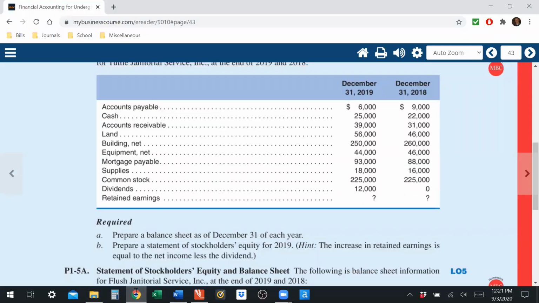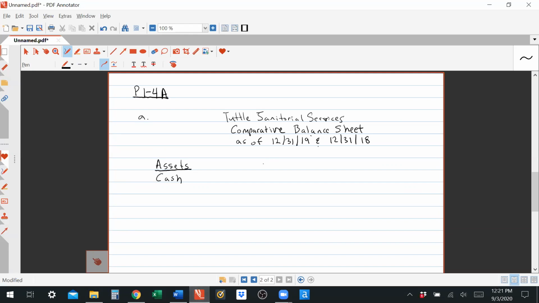So we're going to put the ending balance in cash, 25,000. Then the beginning balance in cash, 22,000 in the next column. So we'll have one column as of this date, one column as of this date. So cash began the year with a $22,000 balance. It began 2019 with $22,000, and it ended the year with a $25,000 balance.